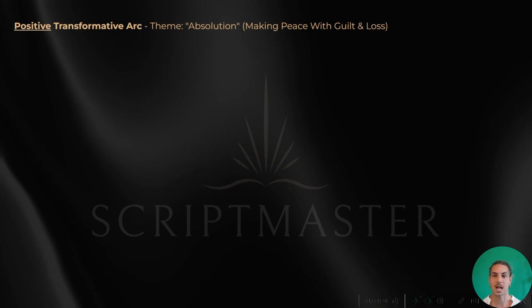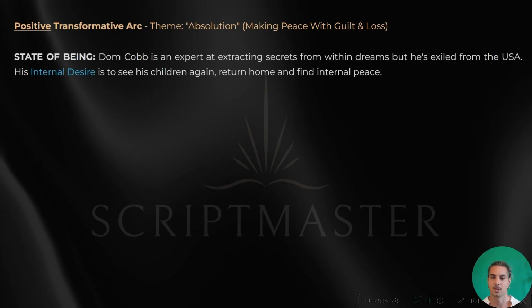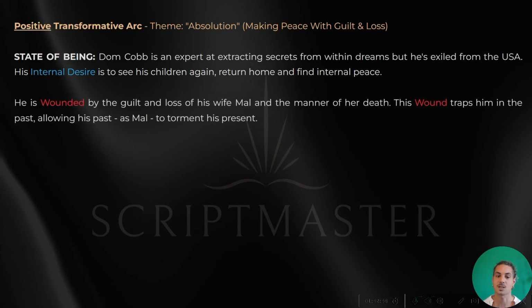In Inception, we have a positive transformative arc, and the theme is absolution. Dom Cobb's initial state of being is that he is an expert at extracting secrets from within dreams, but he's exiled from the USA. His internal desire is to see his children again, return home and find internal peace. He is wounded by the guilt and loss of his wife Mal and the manner of her death. This wound traps him in the past, allowing his past as Mal to torment his present.